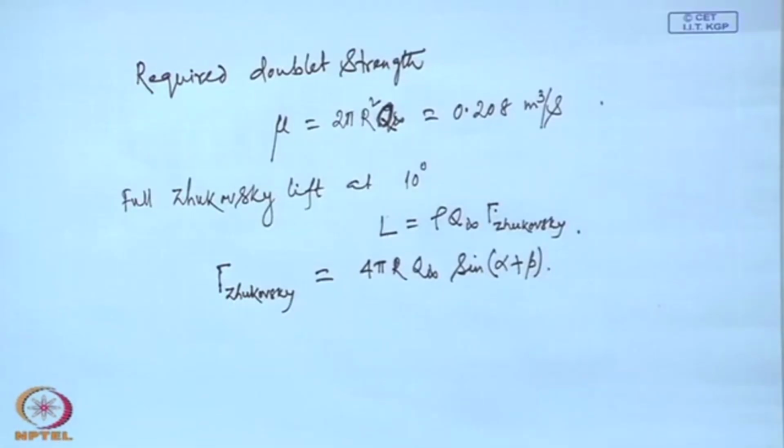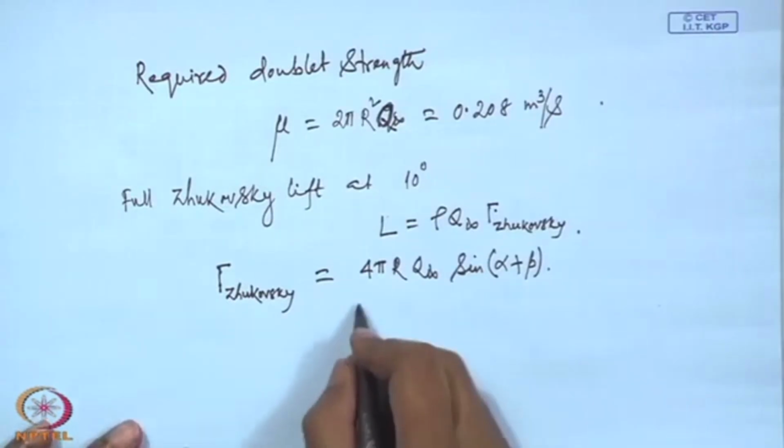Now, alpha is of course given 10 degree. How much is beta? Camber is given 5 degree. So, camber is related to beta. How much is it? Beta by 2 is the maximum camber. So, we have beta by 2 equal to how much?